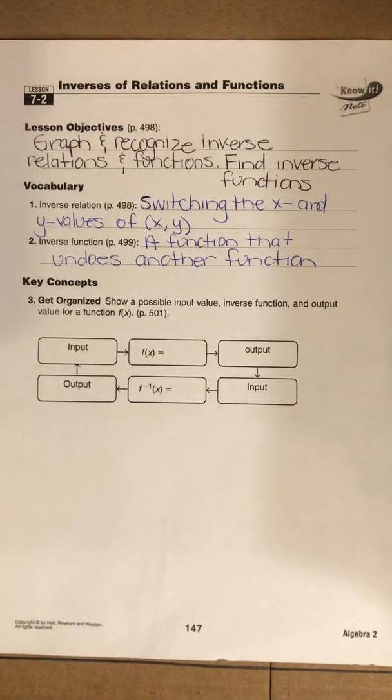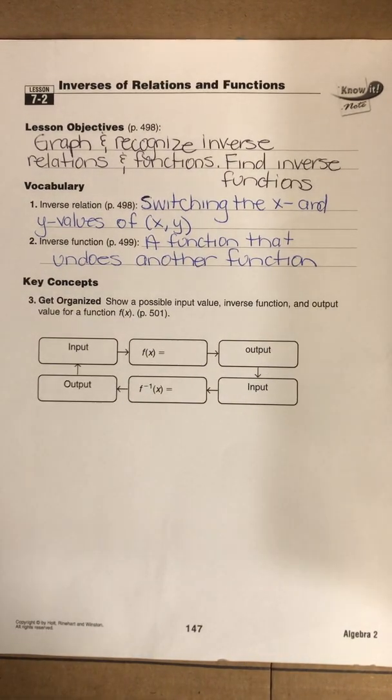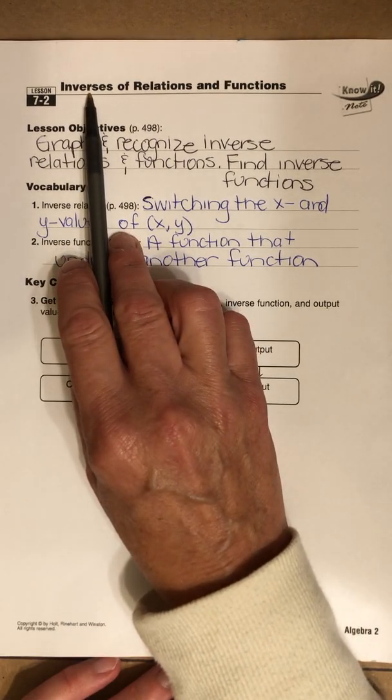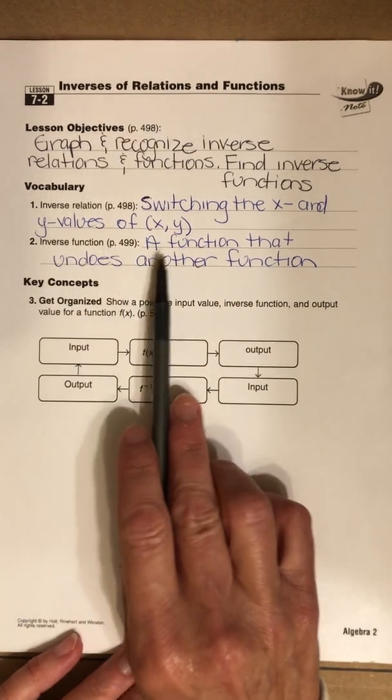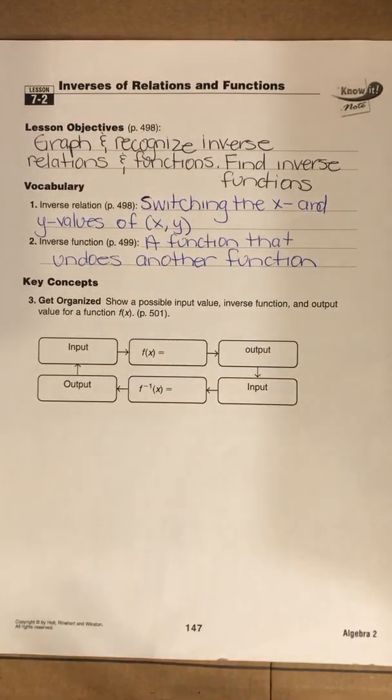Hi students, welcome to section 7.2 where we are going to look at inverses of relations in functions. So what an inverse is: when you have an expression written, it is a function that undoes another function. It totally does the opposite. It inverses your original expression.